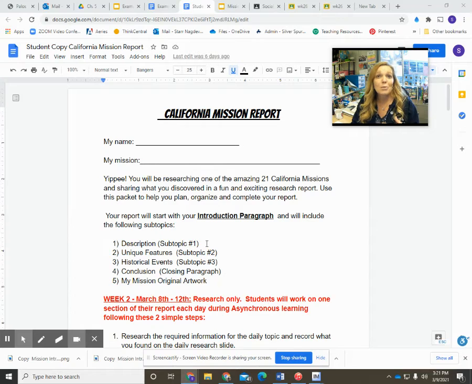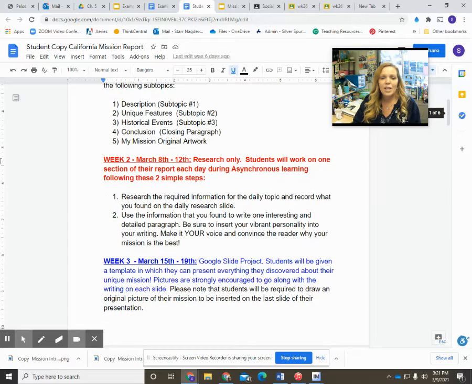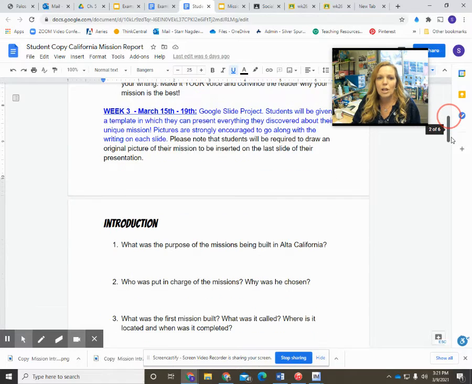You're going to draw some original artwork, and hopefully all throughout this, as we put it together in our final week, you'll include pictures and diagrams of your mission. And that'll also help when you go to take some of this information and add it to your presentation so you can present to the class. So this week, we're just working on the researching and the writing of it. So this is for your introductory paragraph. Again, your step one is to research the required information. And then step two is to write a paragraph about it, put it into your writing. So that's what we're going to be doing today.